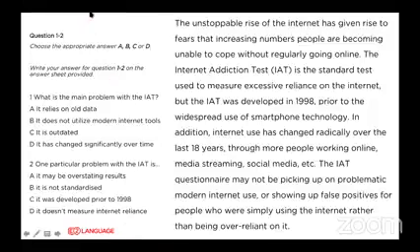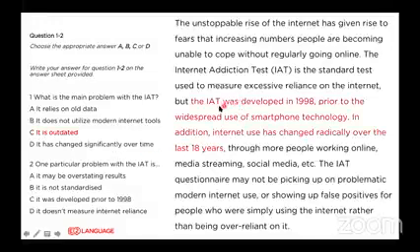Cool. All right, let's take a look at the answers here. In fact, let's first read the question. Number 1 says, what is the main problem with the IAT, or the Internet Addiction Test? What's the main problem? So as we saw before, we're looking for the main idea in the paragraph. Is it A, it relies on old data? Is that the main problem? Or B, it does not utilize modern internet tools? Or C, it's just outdated? Or D, it has changed significantly over time? The answer is C, it's outdated.